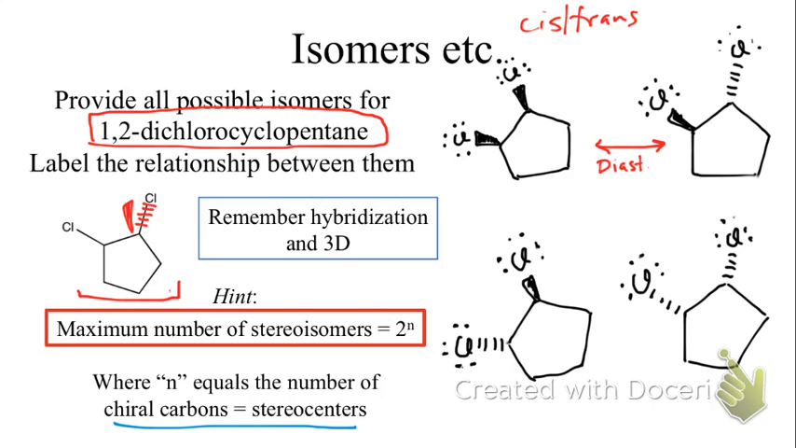How about between these two structures? I'll do this one even faster. We're going to end up calling those diastereomers as well. We're going to end up again in the same position, non-superimposable and not mirror images.